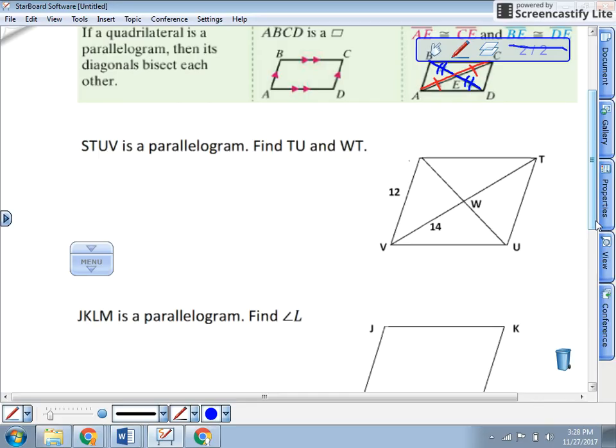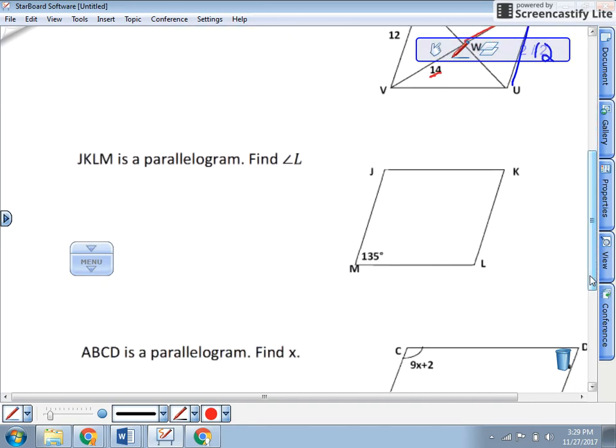It says STUV is a parallelogram. Find TU and WT. Well, where is TU? TU is right here. Well, if this side's 12, that means this side's 12 because opposite sides are congruent. So TU equals 12. Where's WT? WT is right here. Well, we know that diagonals bisect each other. So if this right here is 14, well, then this piece right here has to be 14. We're done. It's just knowing those properties.